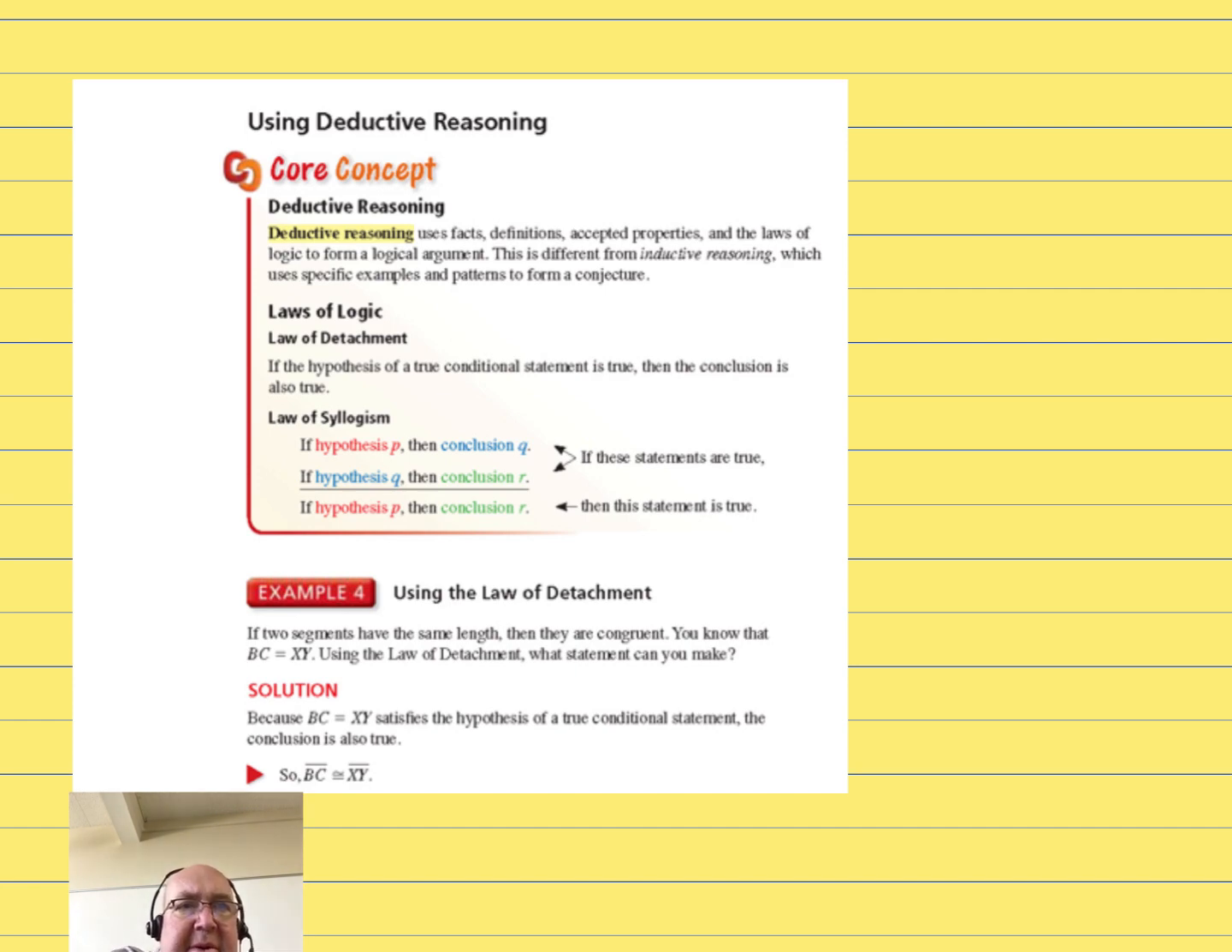Deductive reasoning we're going to use a lot is based on facts, deductions, properties, and laws. So what we're looking at in geometry is if we know that two segments have the same length, then we also can use that to say that they are congruent, meaning they're the same. So you can use that to do a conclusion.